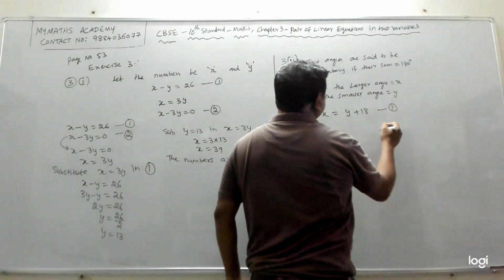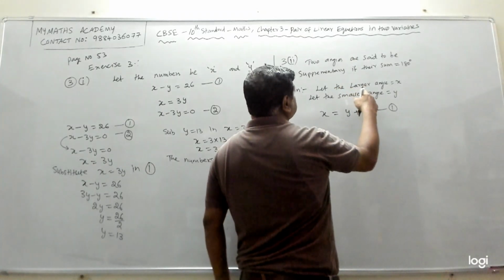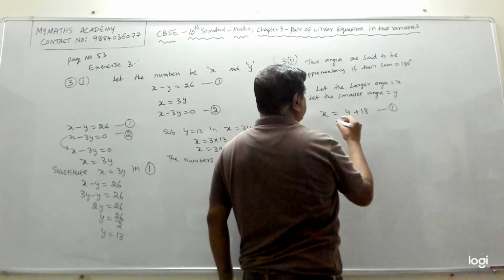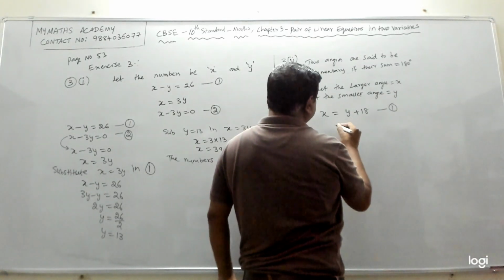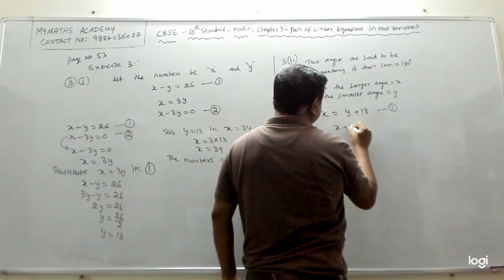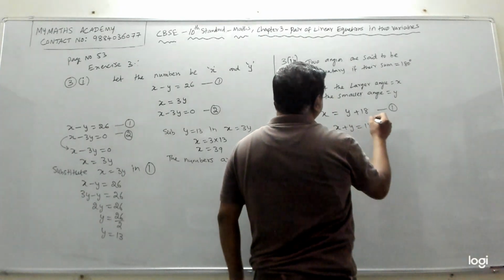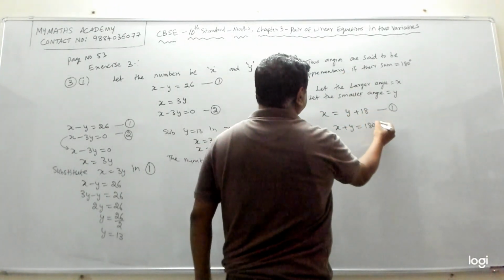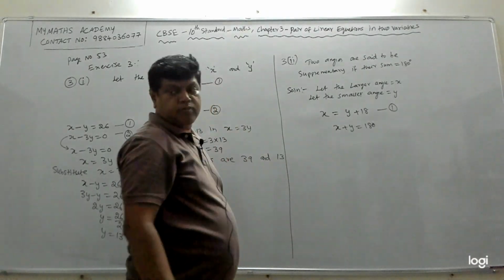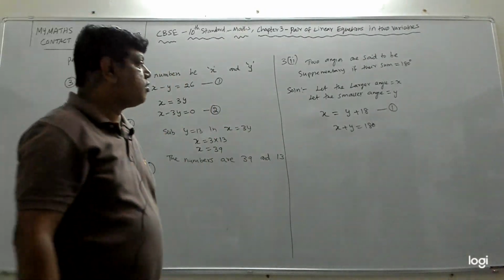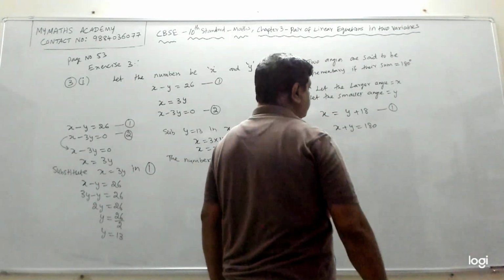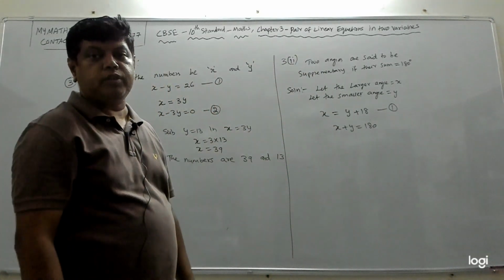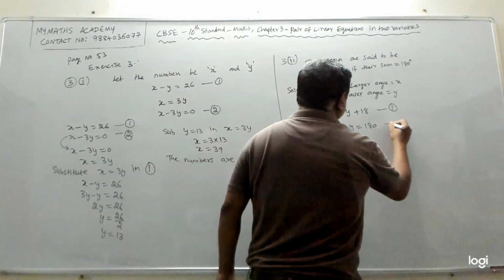What is the other equation? They have said they are supplementary angles. When x and y are supplementary, then x plus y will be equal to 180, which I just explained, 180 degrees, right? So now we need to solve these two equations. This is the second equation.